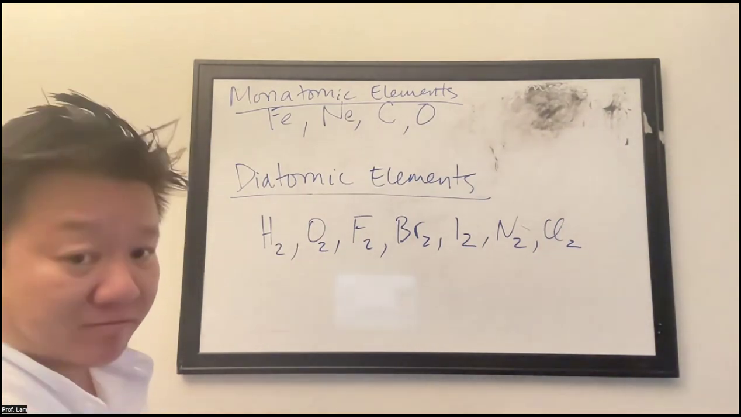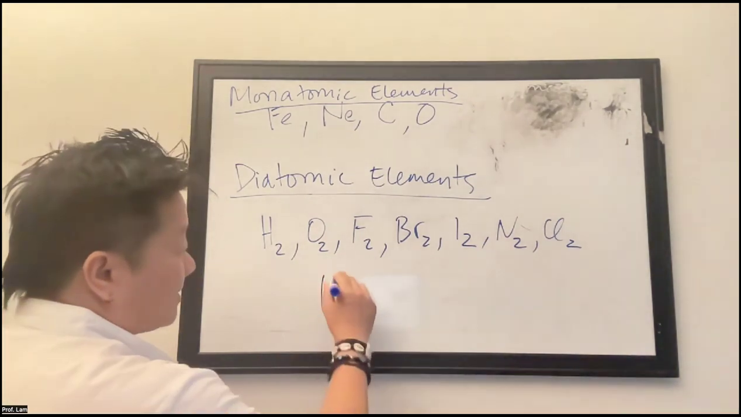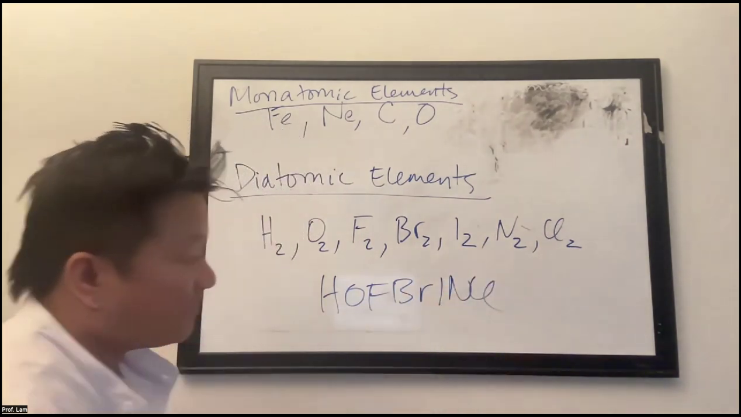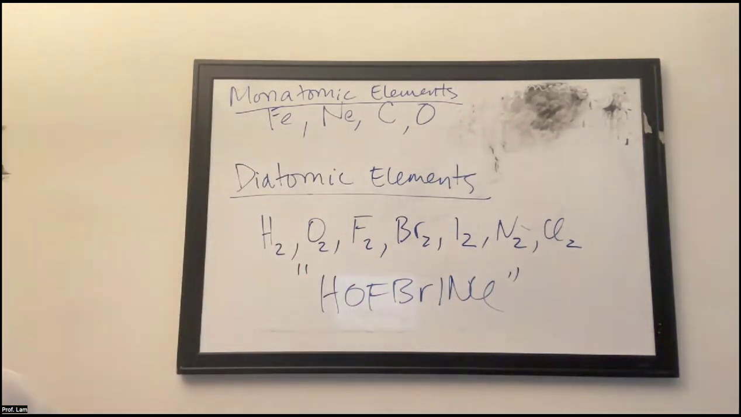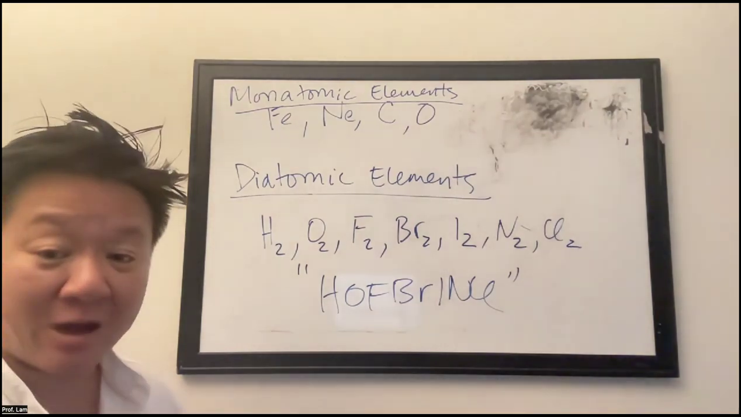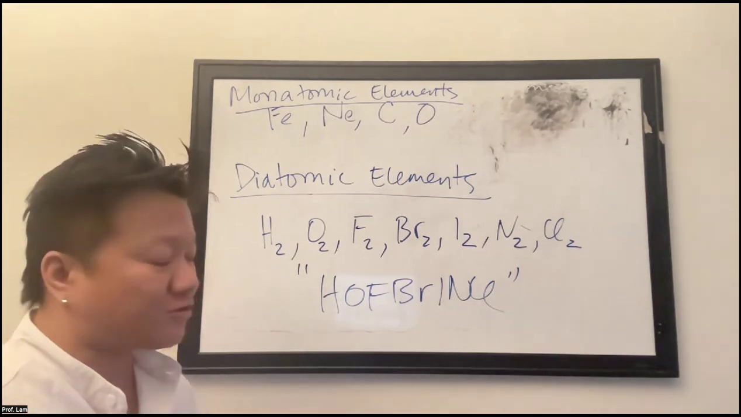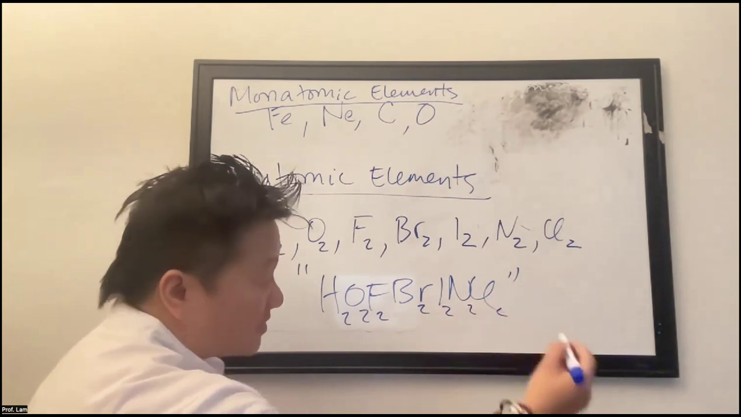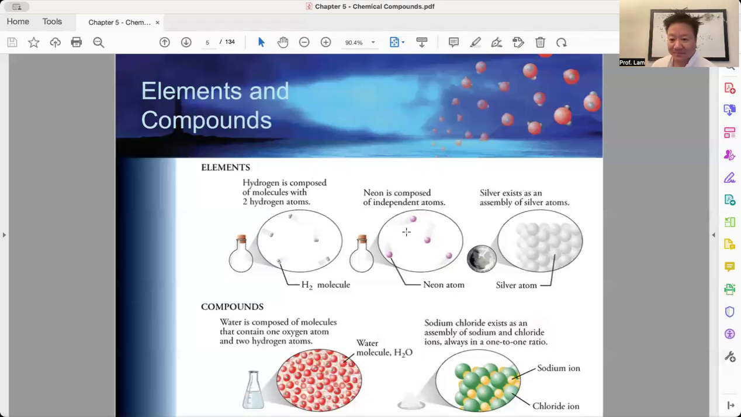So I have a cool mnemonic device you can use to remember this. Hofbrinkel, right? Hofbrinkel. It's just how I learned it, and it stuck with me, so it's going to work. So just remember, Hofbrinkel means H2, O2, F2, Br2, I2, N2, and Cl2. All right, let's go back to our slides here.